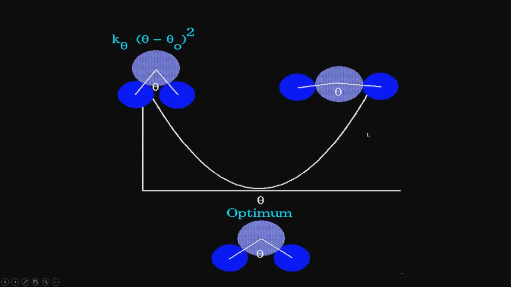Okay, now again you are going to have a parabolic type of relation. So, if you expand the bond angle, again the energy may be going up, if you make it acute, again the energy may be going up. So, obtuse, acute, both times energy will be going up in a parabolic form.